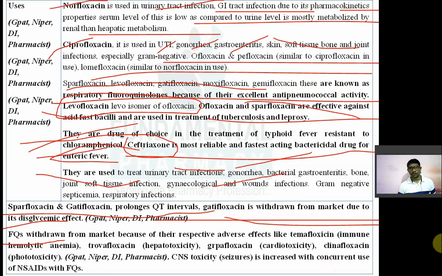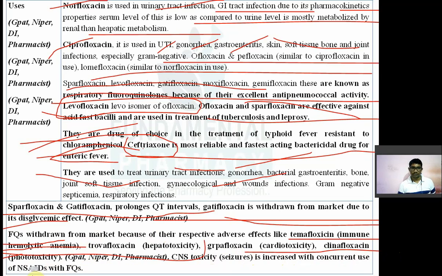Say, for example, fluoroquinolone, it can cause autoimmune hemolytic anemia. Temafloxacin. Temafloxacin क्या करता है? autoimmune hemolytic anemia करता है. Trovafloxacin. Trovafloxacin क्या करेगा? It's a severe hepatotoxicity. Grepafloxacin, it will cause cardiotoxicity. Sitafloxacin will cause phototoxicity. तो आपको ये मालूम होना चाहिए कि कौन सा ड्रग का एडवर्स इफेक्ट क्या है.